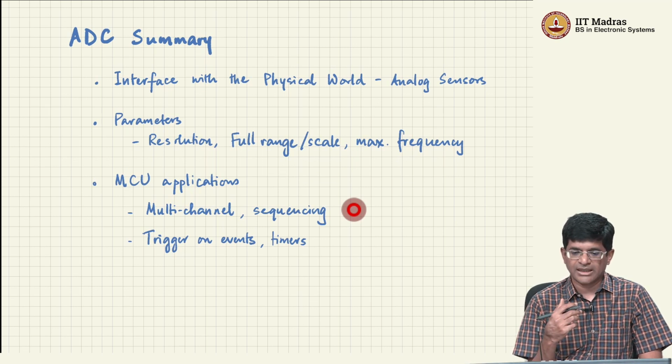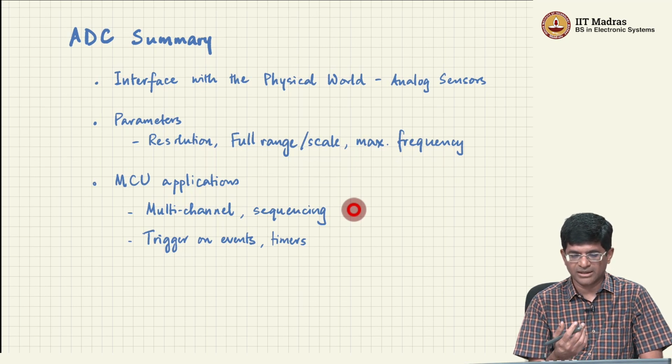Right? There are many parameters that you need to be aware of in an ADC. One is the resolution, the other is the full scale or the full range of conversion, the maximum sampling frequency. All of these are properties of the converter and also are determined at the end of the day based on what kind of signal you are trying to convert. They are very common in MCU applications, right?